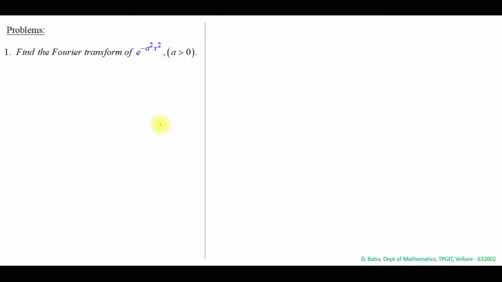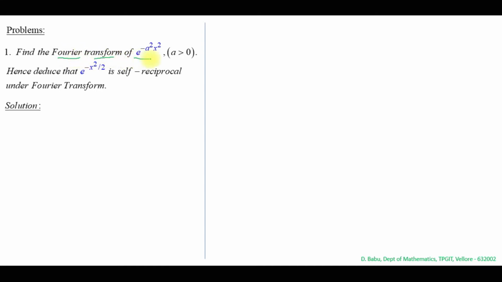First problem, find the Fourier transform of e power minus a square x square, where a is positive. Hence, deduce that e power minus x square by 2 is self-reciprocal under Fourier transform. So first we need to find the Fourier transform of e power minus a square x square, and using that result we have to deduce that e power minus x square by 2 is self-reciprocal under Fourier transform.